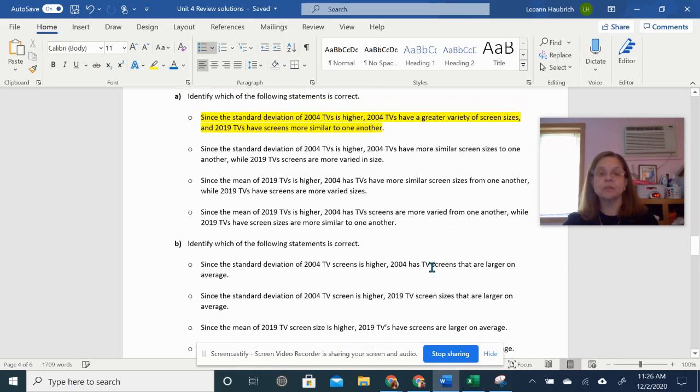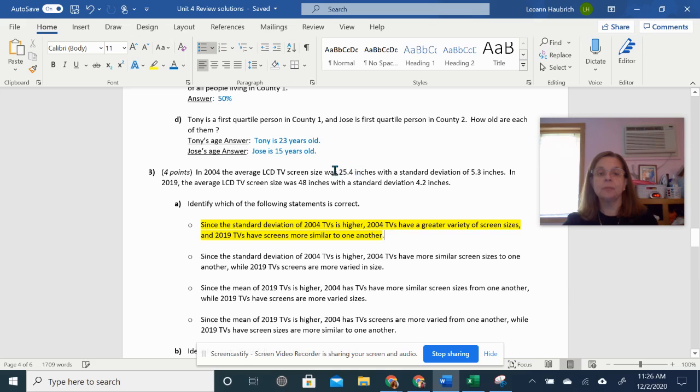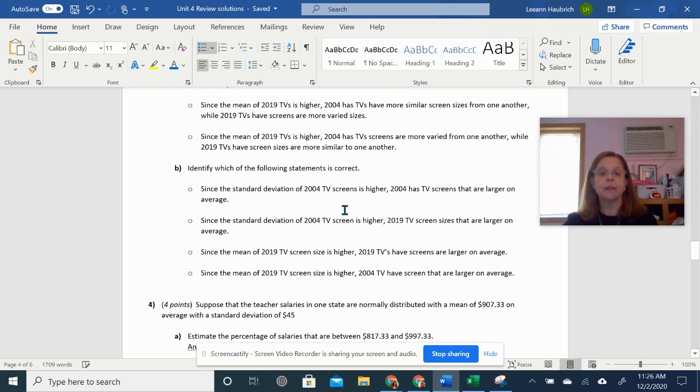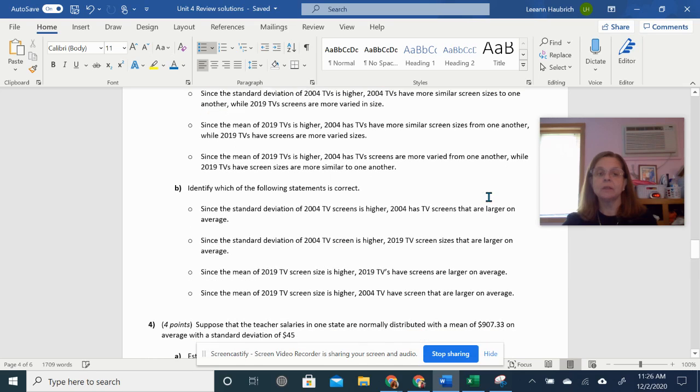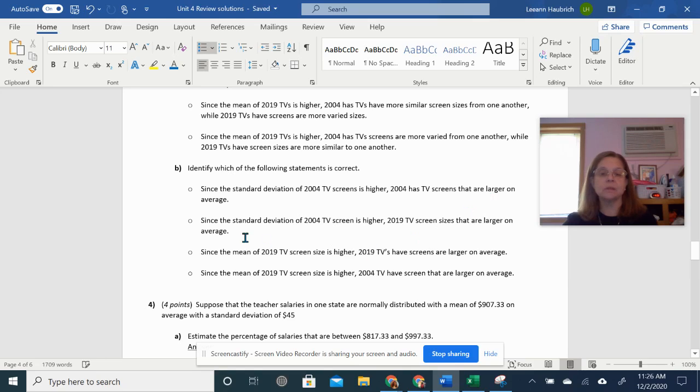Oh boy, another question. So let's just make sure we know what we're doing. This is a mean of 25.4, standard deviation 5.3. Mean of 48, standard deviation of 4.2. Since the standard deviation of 2004 screens is higher, that's true. 2004 screens that are larger on average, the 2004 screens were not larger than the 2019 screens. That's false.